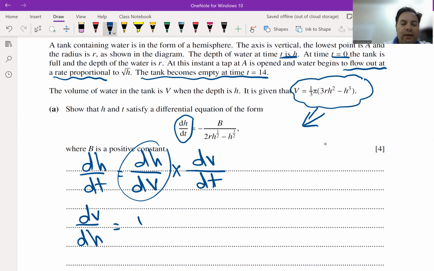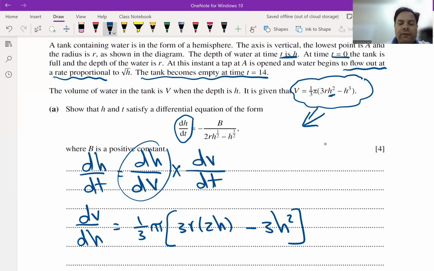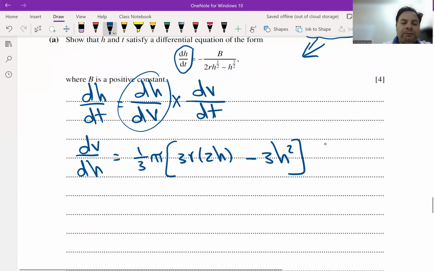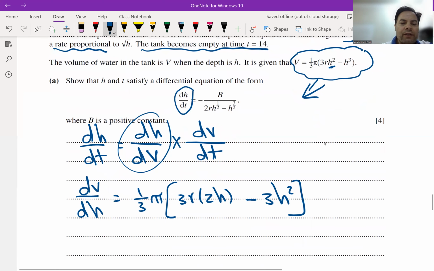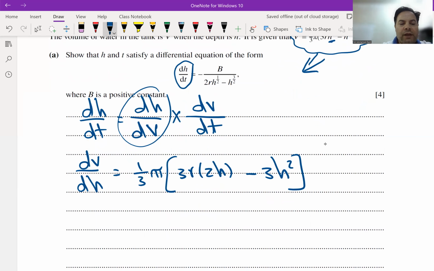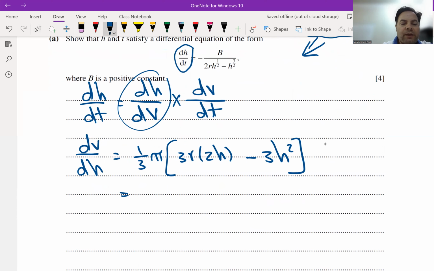One third pi is a constant, leave it. In differentiation, 3r also is a constant, leave it. The derivative of h squared is 2h, minus 3h squared. Sorry, it's 3h squared, correct. Now you can multiply one third pi, or you can keep pi outside and multiply only the third. Multiplying by a third gives 2rh, and multiplying by a third gives h squared.